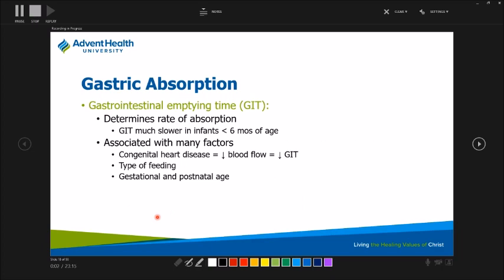As I mentioned, the gastrointestinal time can sometimes actually be affected by blood flow as well. If you think about kids with congenital heart defects, you may find they are not perfusing super well. Less blood flow to the GI tract is also going to slow things down pretty significantly. So those are other things to consider as well, right?